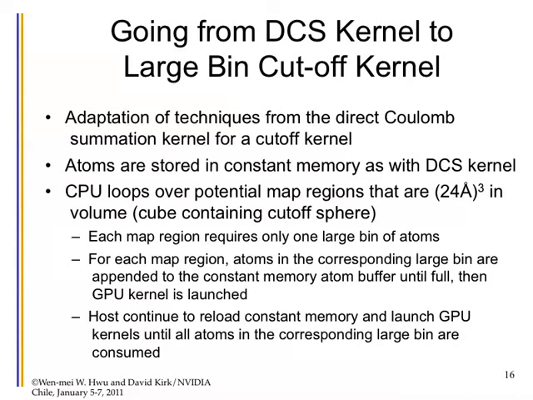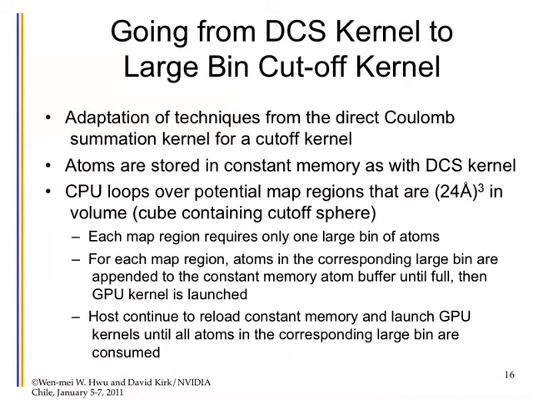Remember the cutoff distance in this particular case is between 8 and 16 angstrom, right? So these regions are actually bigger than the cutoff distance. So it's relatively big, 24 angstroms cube in the volume. So these are the physical bin areas, okay?